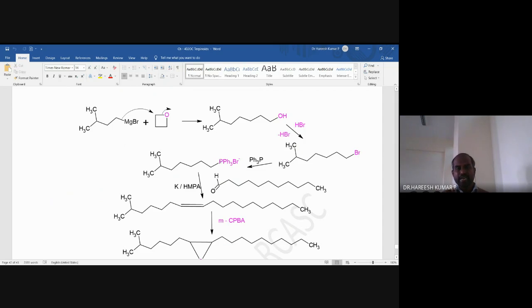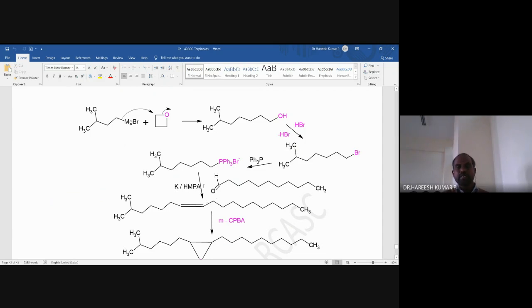Now this is a halide. What will it do? It will form a double bond with the carbonyl carbon. This reaction is called the Wittig reaction. Wittig means that we are treating with a halide, which may be a phosphorus halide or maybe a sulfur halide. If the halide is treated with a carbonyl compound, you will end up with the alkene. What is the leaving group here? The leaving group here is triphenyl phosphine oxide. This triphenyl phosphine oxide will take this oxygen and go out.